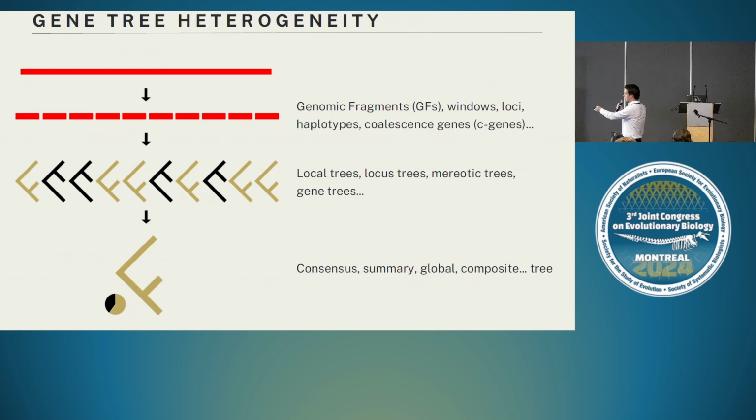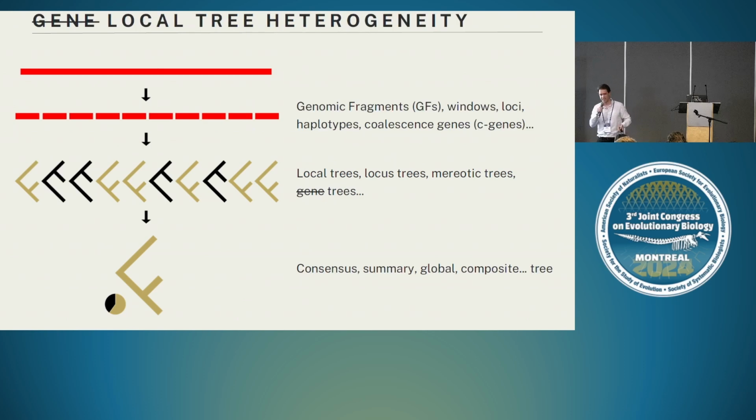And then these resulting trees or set of trees, we call these local trees, locus trees, meiotic trees, or gene trees. And from that set of trees, we make a summary, a consensus tree, and we annotate it with concordance factors to have an idea of how much support each node finds throughout the genome.